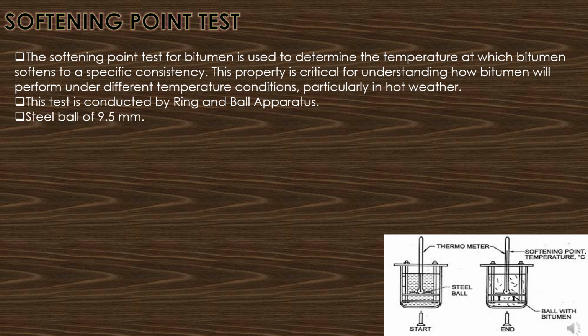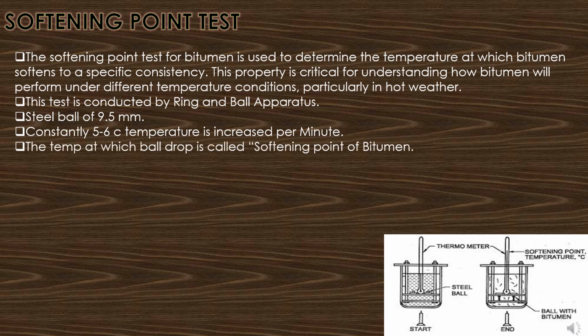The balls used in this test are of diameter 9.5 mm. The temperature should be increased constantly at 5 to 6 degrees centigrade per minute. The temperature at which the balls drop is known as the softening point of the bitumen. In general, the softening point of bitumen is 35 to 70 degrees centigrade.